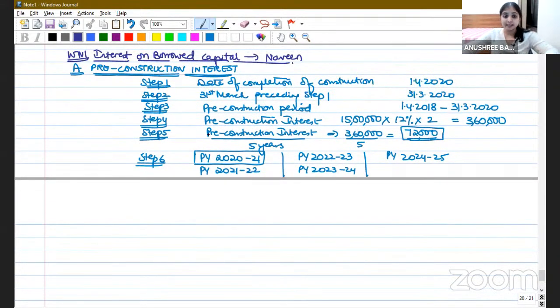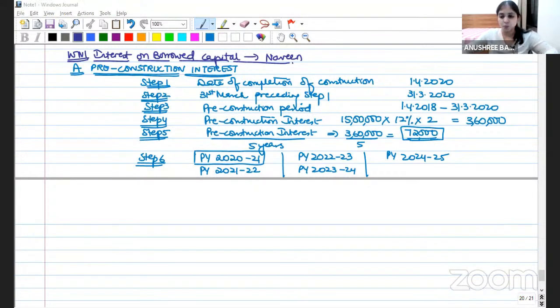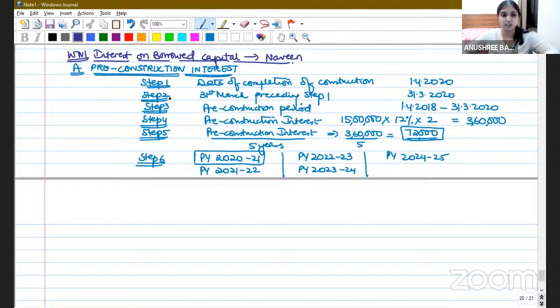Okay. Are we clear? These are the 6 steps I was talking about. Step 1, date of completion of construction. Step 2, just before that, when was the 31st March? Step 3, pre-construction period, starting from the date of loan and ending on the step 2 date. Then step 4, for that period, what is the interest? Step 5, pre-construction interest divided by 5. And step 6, give the list of the 5 years when you will get this deduction. The 5 years will start from the year in which you completed the construction. Okay, so this is my pre-construction interest.